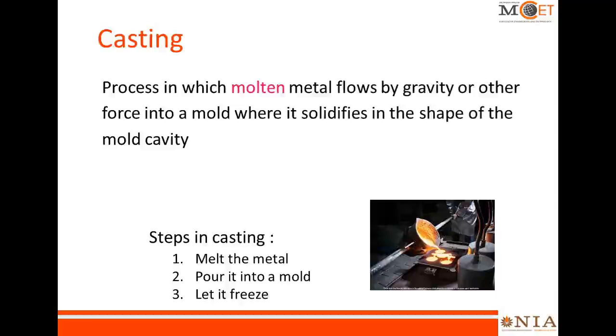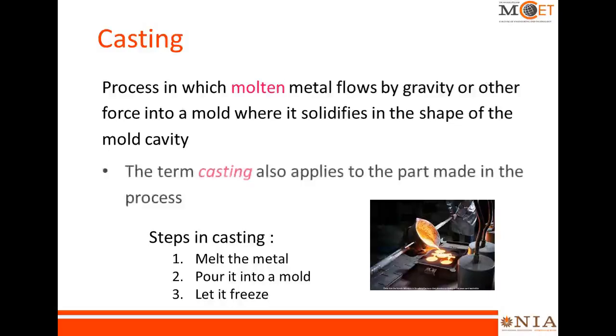And casting, as I told you already, is the process in which molten metal is poured into a cavity and allowed to cool, which produces the required shape. So this is the casting process. And the steps in the casting process: melt the metal, pour it into a mold cavity, and allow it to freeze. Once it freezes, you will get the required component. And the final component is also called the casting. So the product that is made out of the casting process is also called a casting.